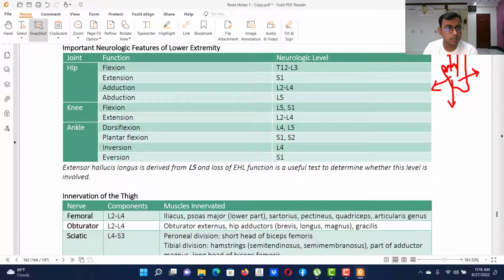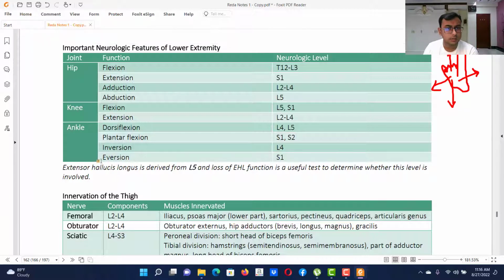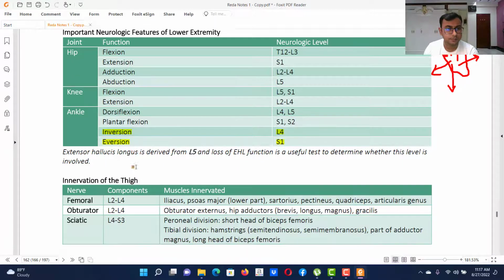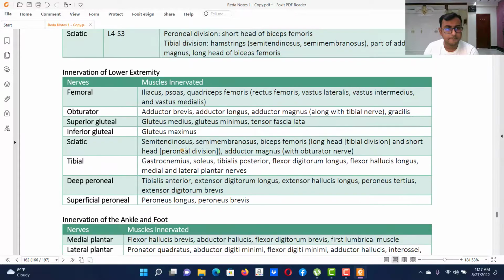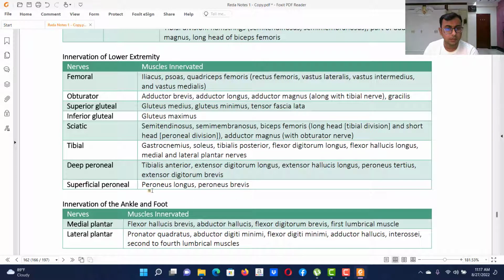So which muscles are used? Eversion is done by S1, that is the superficial peroneal nerve, and inversion by the deep peroneal nerve. You already saw the superficial peroneal: longus, brevis; deep peroneal. So they are also called the inverters of the foot.